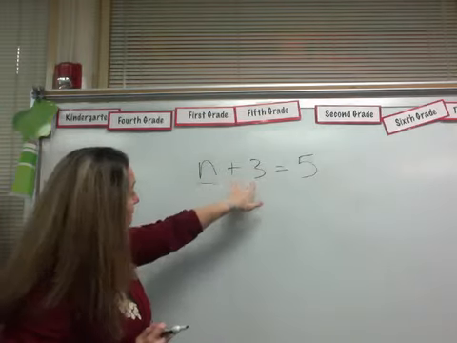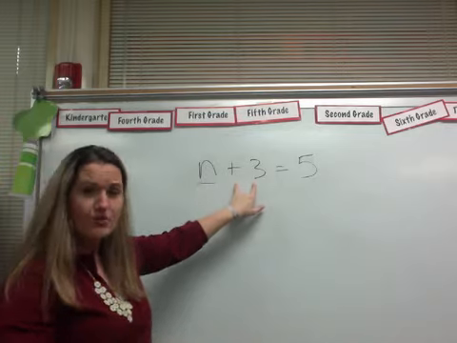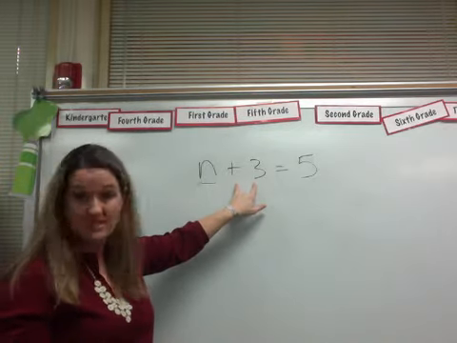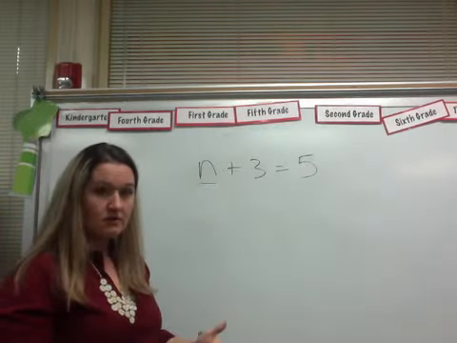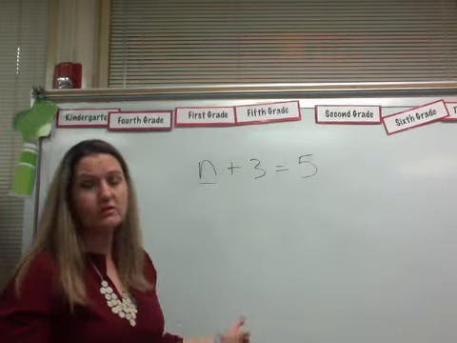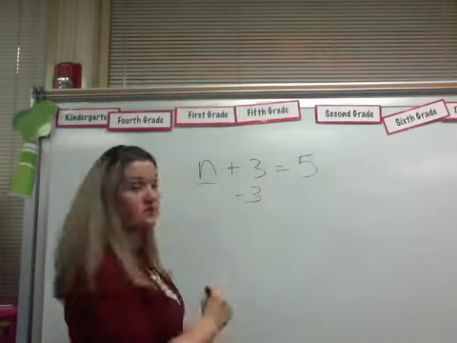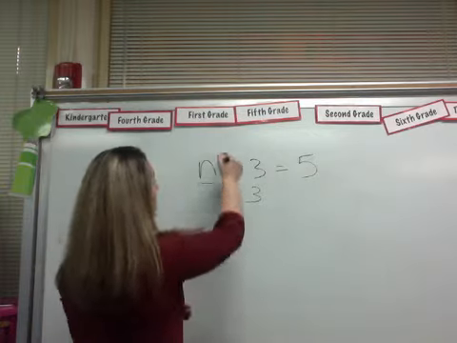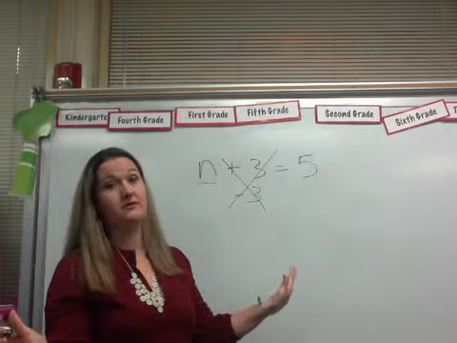So that means we have to get rid of this plus 3. In math, how do we get rid of plus 3? We always do the inverse operation, which is the opposite. What is the opposite of adding 3? How do I make plus 3 go away? I subtract 3, right? The opposite of adding is subtracting. So basically those two things now cancel each other out. Poof, it is gone.